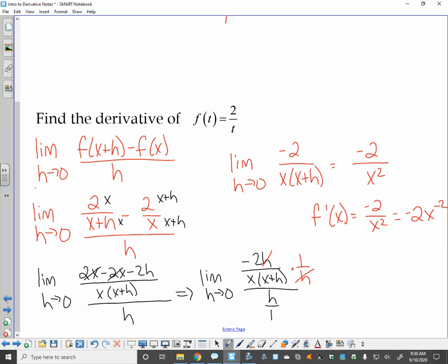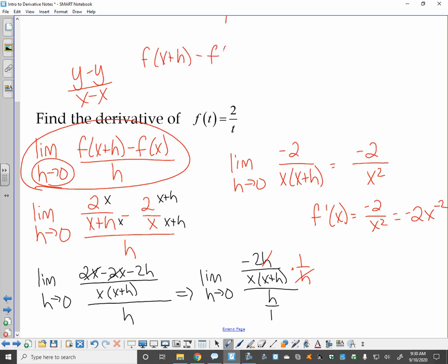Okay, so definition of a derivative. And again, this is just y minus y over x minus x as the limit as h approaches 0. Remember, we use that new notation. So it was f of x plus h minus f of x. Those are your two y's. And your two x's were the x plus h and the x. If you clean that up, the x's cancel, so I'm left with an h.